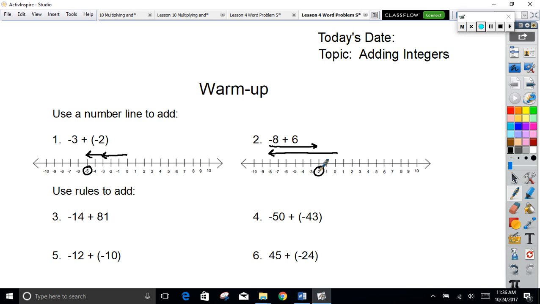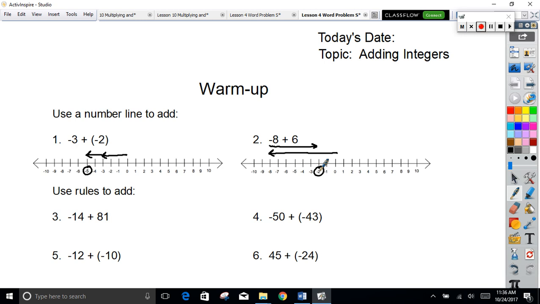All right, Maddie Jones, number 3, what did you get for an answer? 95. What did you do to the 2 numbers to get that answer? Did you add them? Are the signs the same or are they different? Different. What should we do when the signs are different?